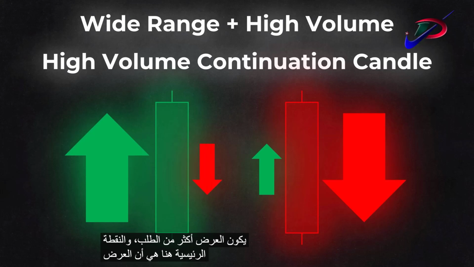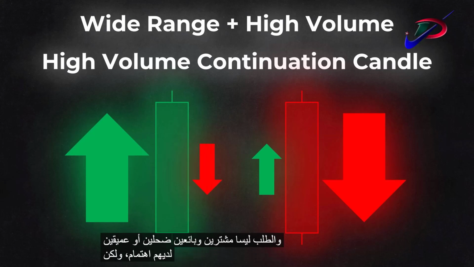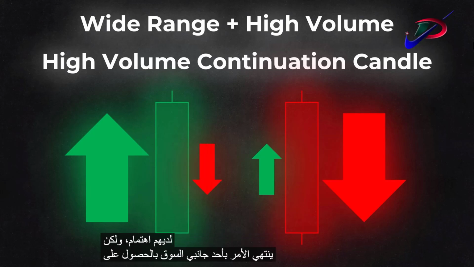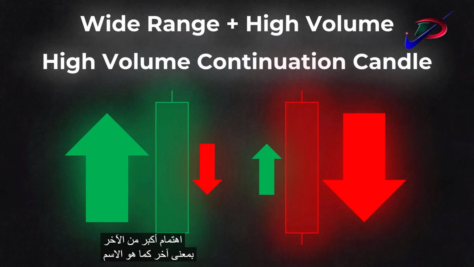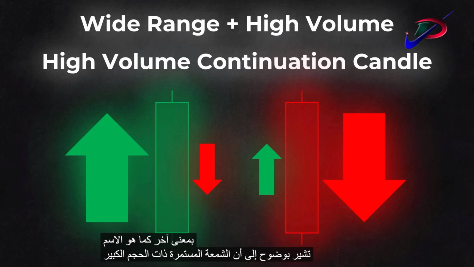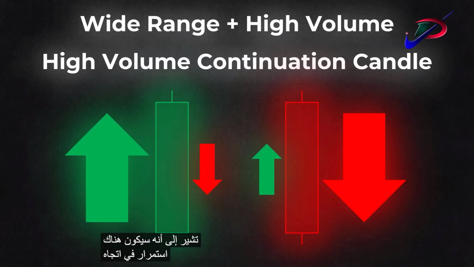The main point here is that supply and demand are neither shallow nor deep. Buyers and sellers have interest, but one side of the market ends up having more interest than the other. In other words, as the name clearly suggests, the high volume continuation candle implies that there is going to be a continuation in the direction of the candle.